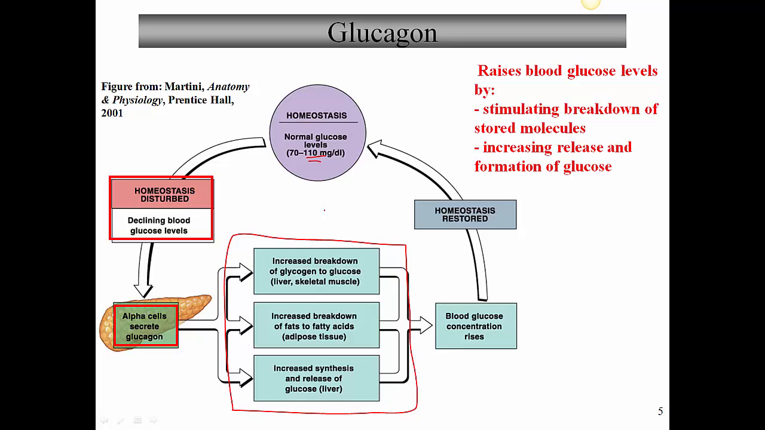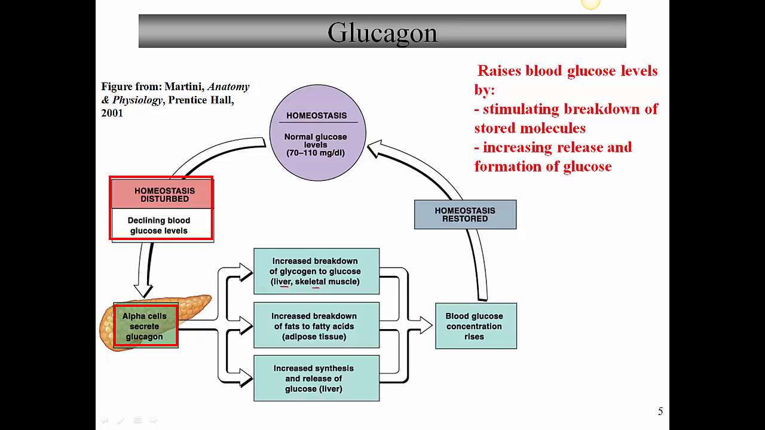So glucagon, if you remember, was one of the hormones that we looked at earlier when we talked about metabolism that promoted withdrawal of things from the tissues to make new glucose for the body. Some of the things that are accomplished here, you'll see increased breakdown of glycogen to glucose, especially in the liver and skeletal muscle. This, remember, is glycogenolysis. We also have an increased breakdown of fats to fatty acids in the process of lipolysis.